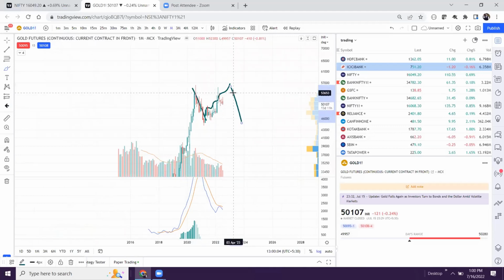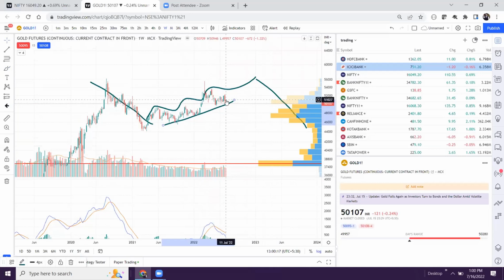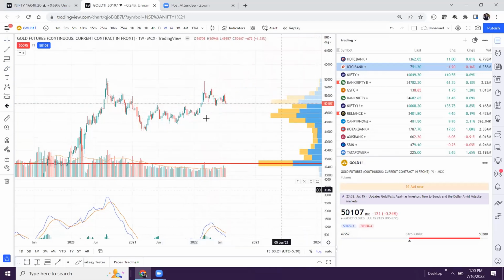Okay, now that down move will come once this correction is over. So it may take 1 month, it may take 2 months, it may take 3 months, I don't know. Then I have to go to a lower time frame and see what is going on, whether it will come down right away or it will make one more up move. So now I will see on the weekly time frame.